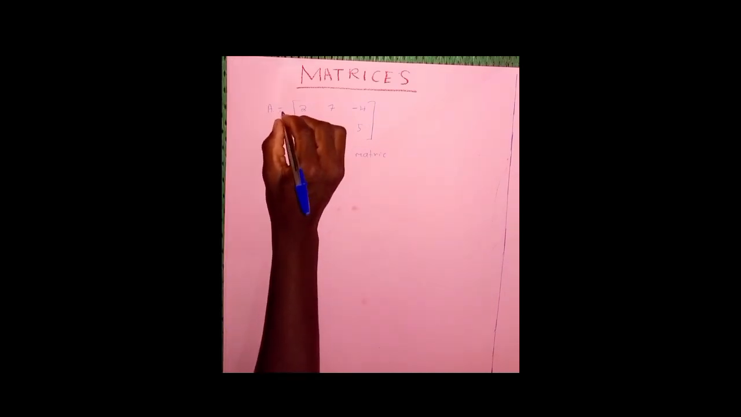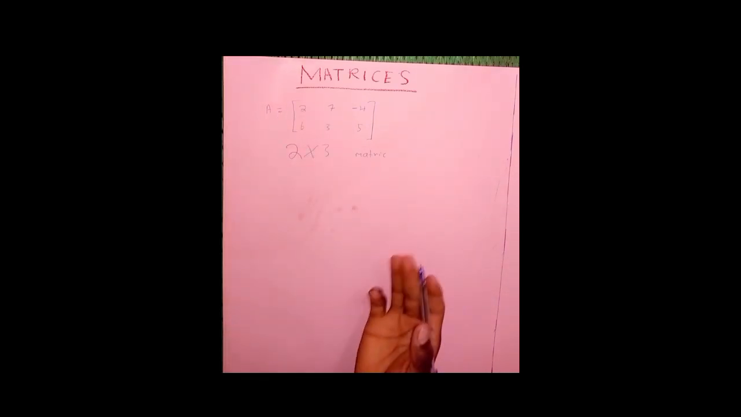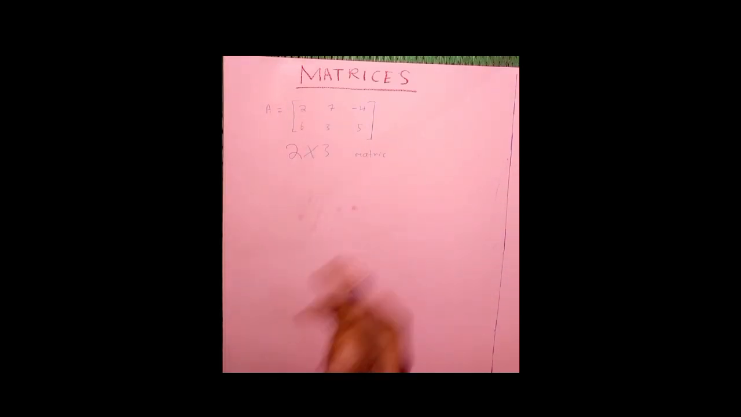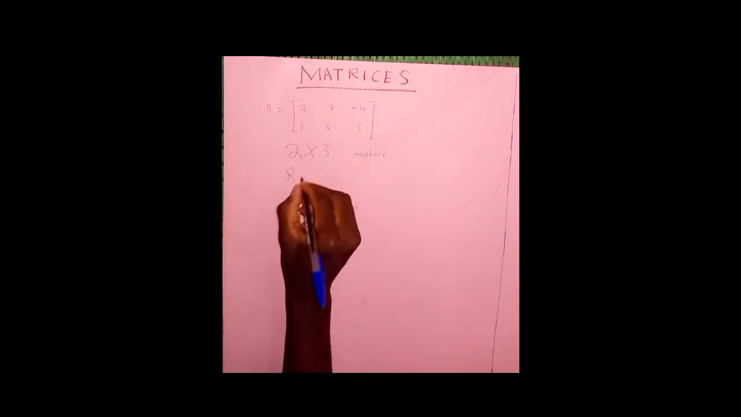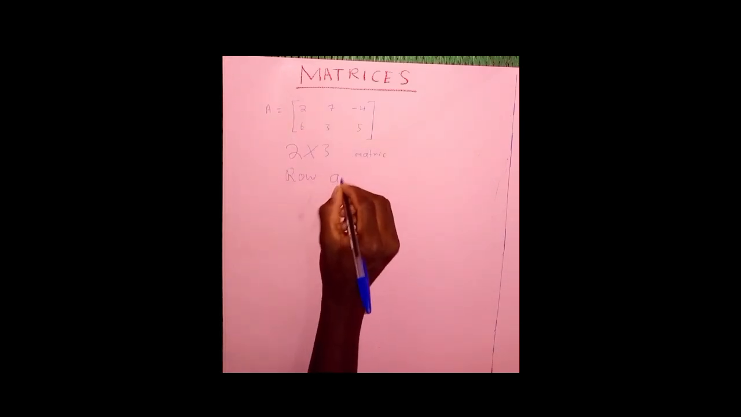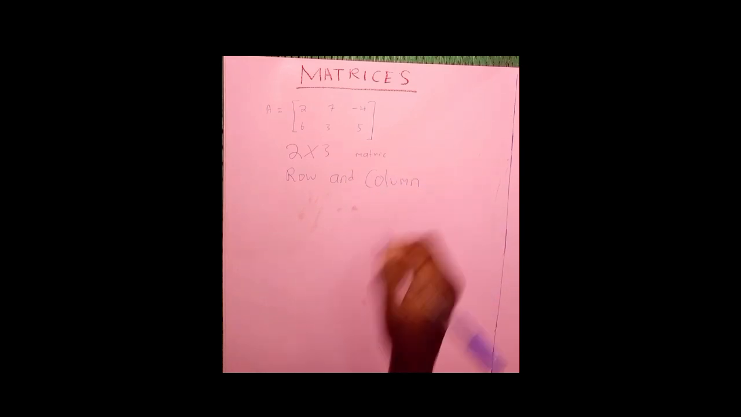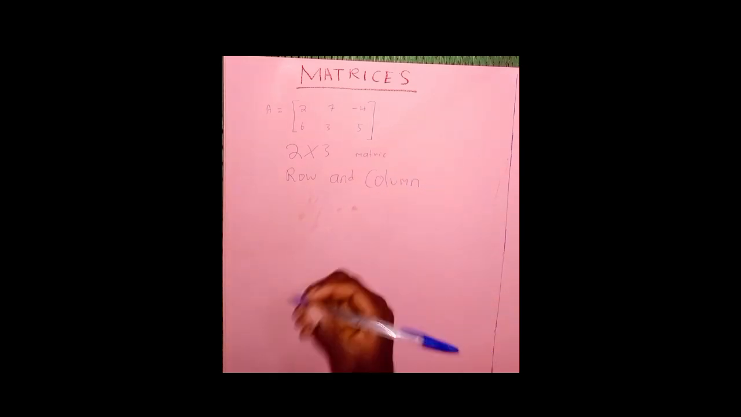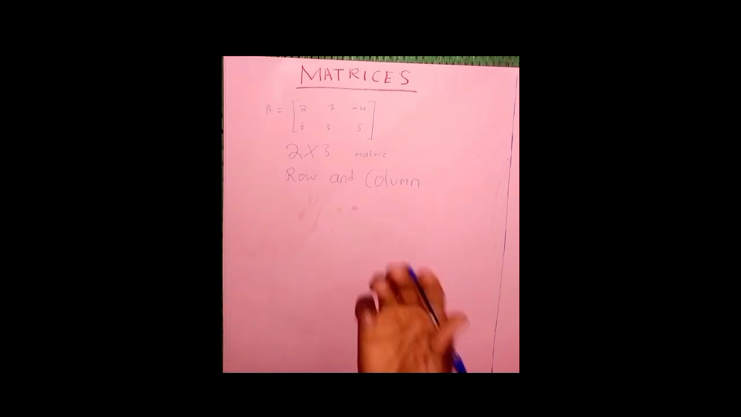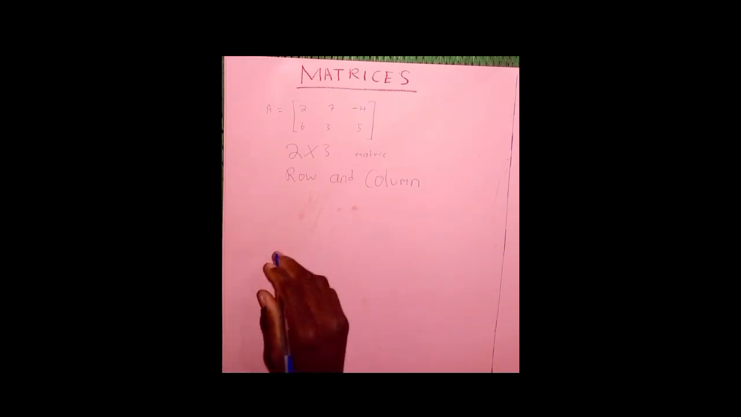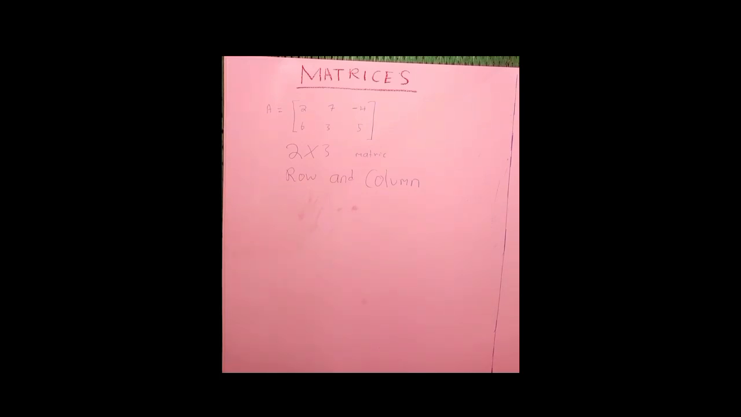Okay, there are two ways to identify matrices: the row and the column. Row and column are the two ways that we identify whether a matrix is 2 by 3, or 2 by 2, or 3 by 3. Okay, let's have some examples.